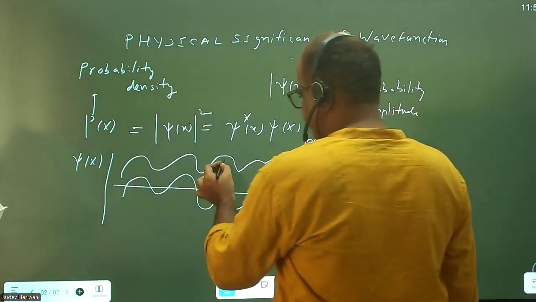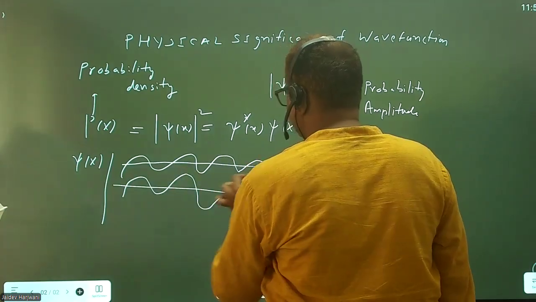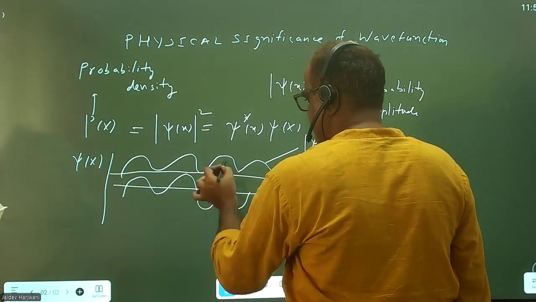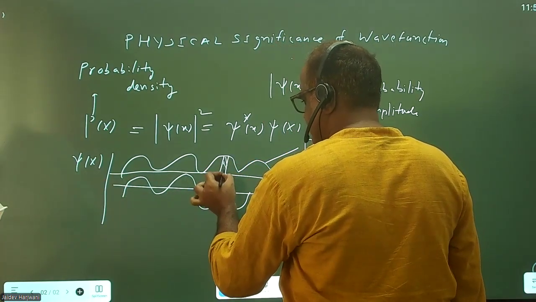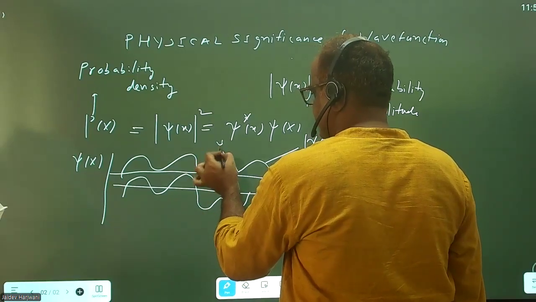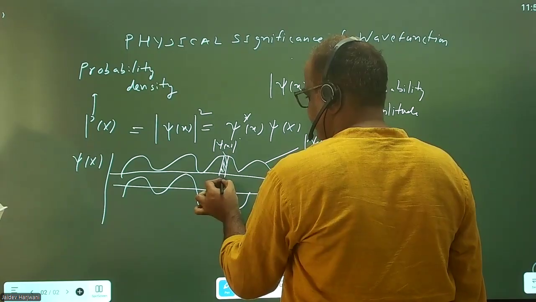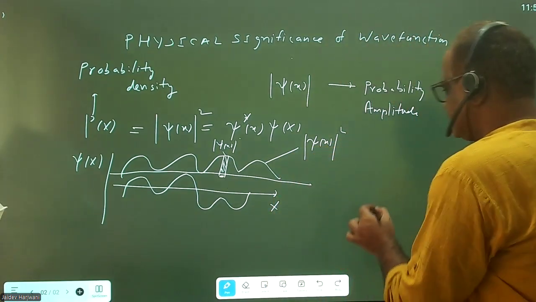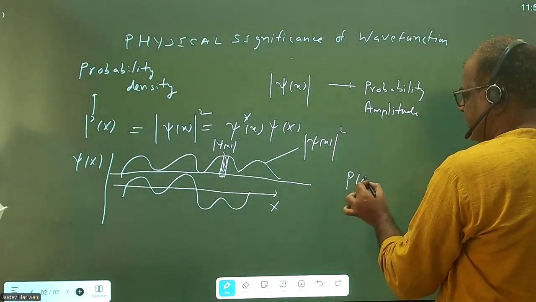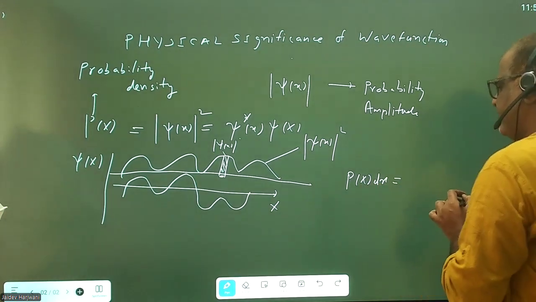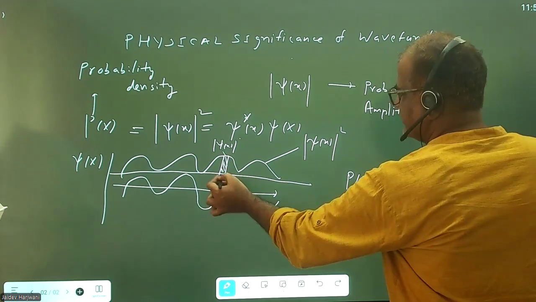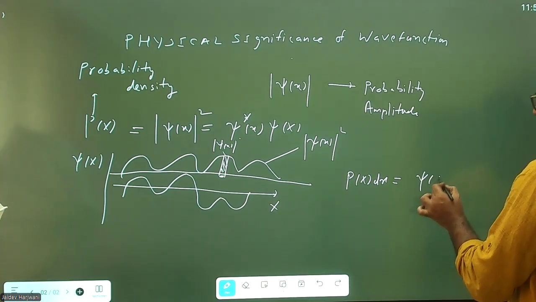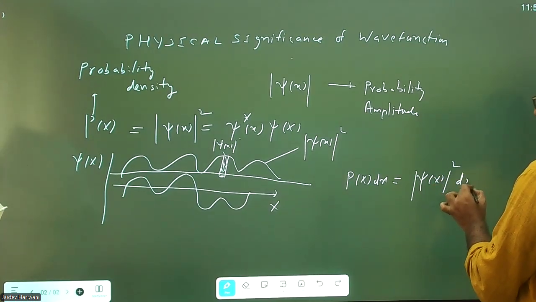Say if I take this function, say this is psi x square. If I take, say, this area, this is psi x square, the length. If we multiply by this width dx, then psi x square dx will give me the probability of finding the particle in the distance x to x plus dx. So this area is equal to the probability. So this will be psi x square dx.